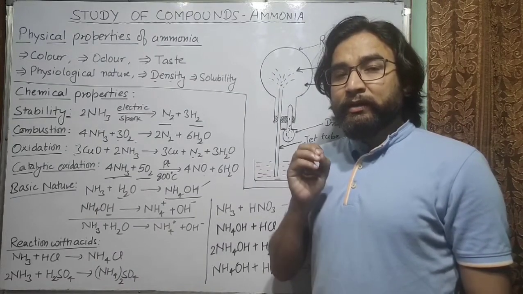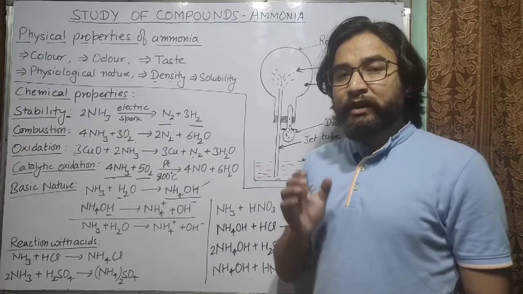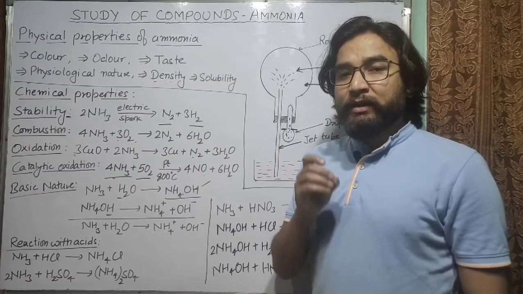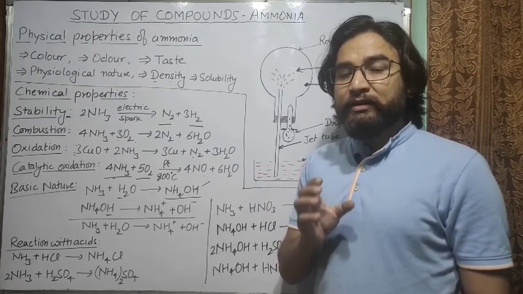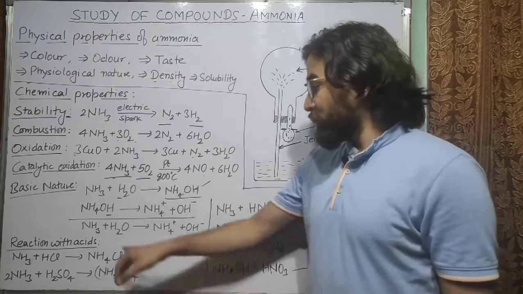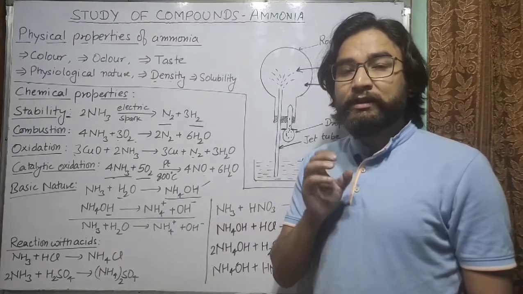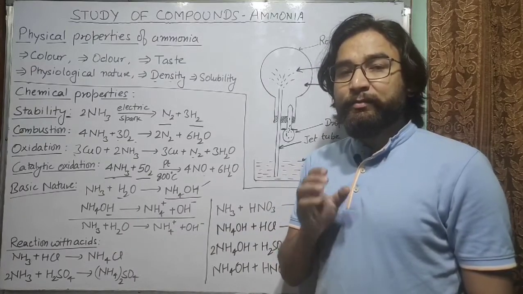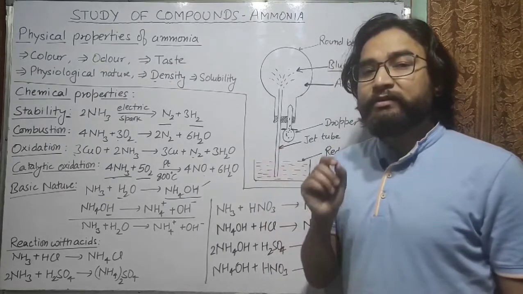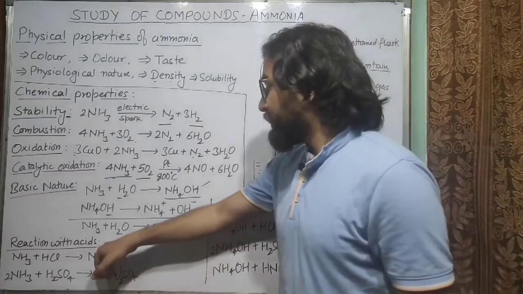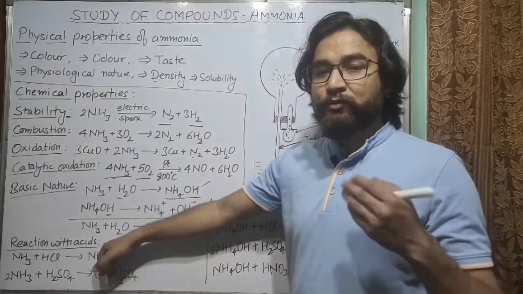One more thing, ammonia gas, dry ammonia gas or liquefied ammonia gas does not change the color of litmus because it does not contain water vapor. So it will have no effect on dry litmus, but on moist litmus it will turn red litmus blue. Now if we talk about the reaction with acids, so it will form salt.